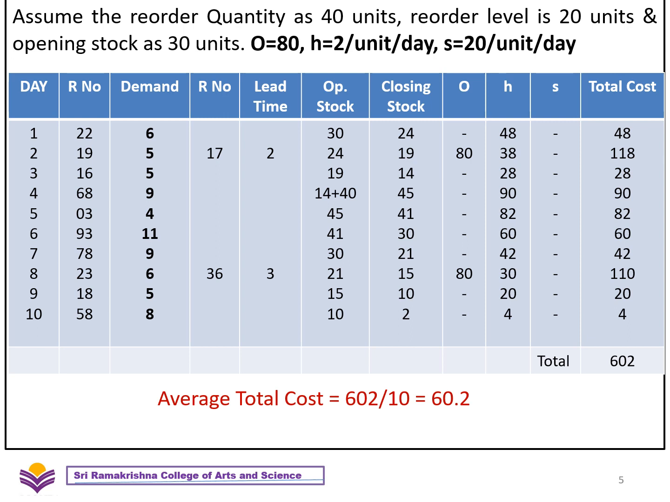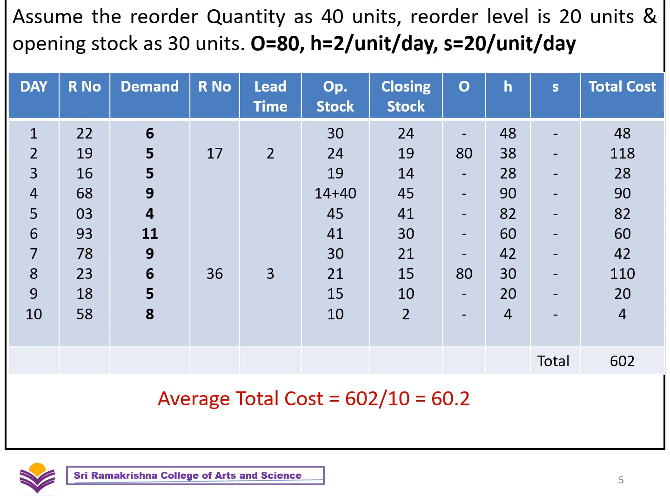And according to the problem, holding cost is rupees 2 per unit per day. For 1 unit, the holding cost is 2 rupees. So for 24 units, it is 48 rupees. And there is no shortage here on this first day. So there is no shortage cost. So the total cost is ordering cost plus holding cost plus shortage cost. And the total cost is 48 as far as the first day is concerned.